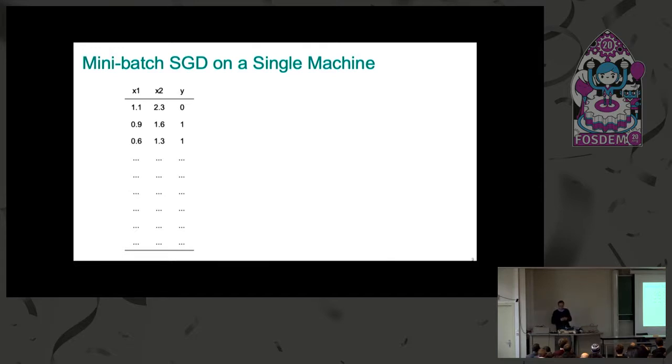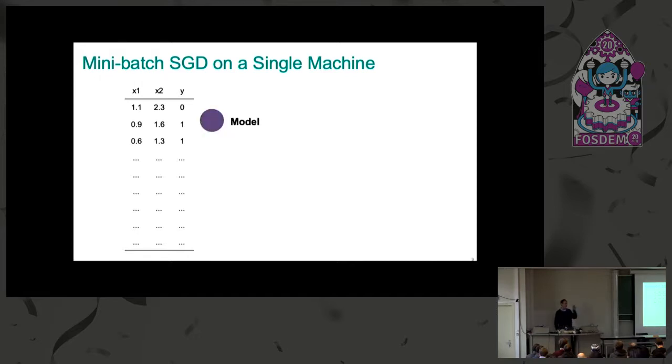So a brief description of mini batch stochastic gradient descent. It's much faster than working on one at a time. In our data set, we have two features, x1 and x2. We have a y value, which is our label. So we're talking about a supervised learning problem.